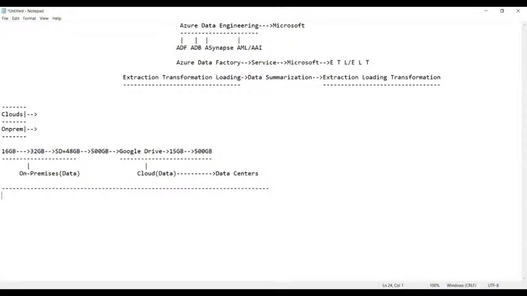The first one is Azure. Azure is from Microsoft. Azure is the first cloud provider.